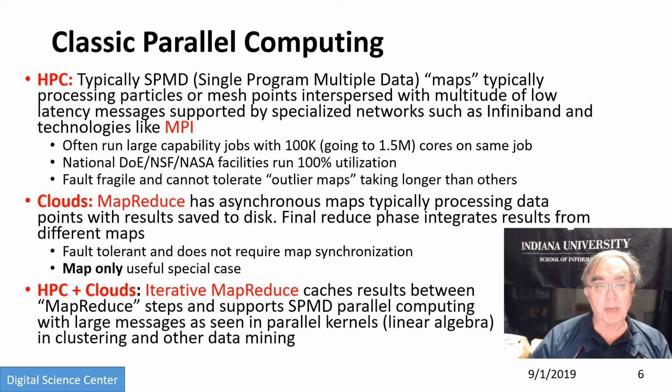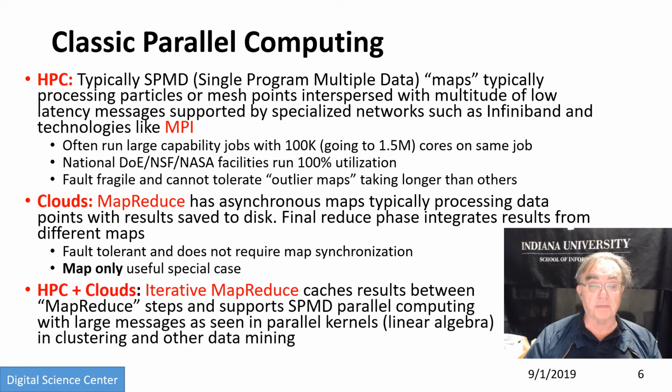All right, now let's get back to parallel computing. And actually, this is a review of things I already said. We have high performance computing, which supports low latency messages and tends to use message passing interfaces. The technology runs jobs with lots and lots of cores, 100,000, a million cores, and all these facilities run at 100% utilization in batch mode, so you have to wait a while to get your results back. They tend to be fault fragile because they run in very robust data centers, but the software ecosystem does not tolerate faults very well.